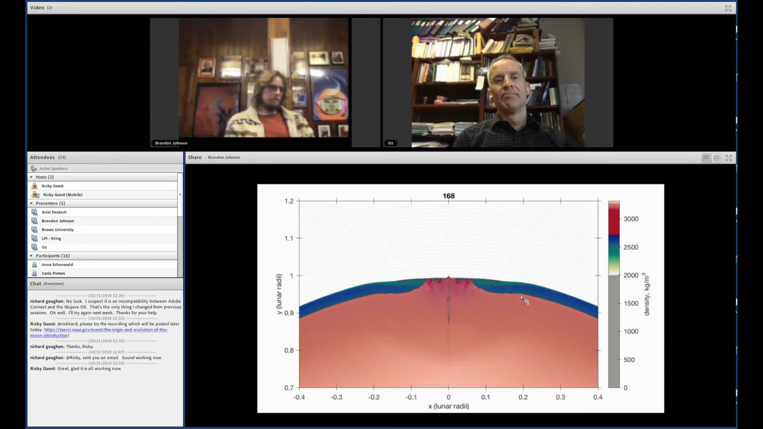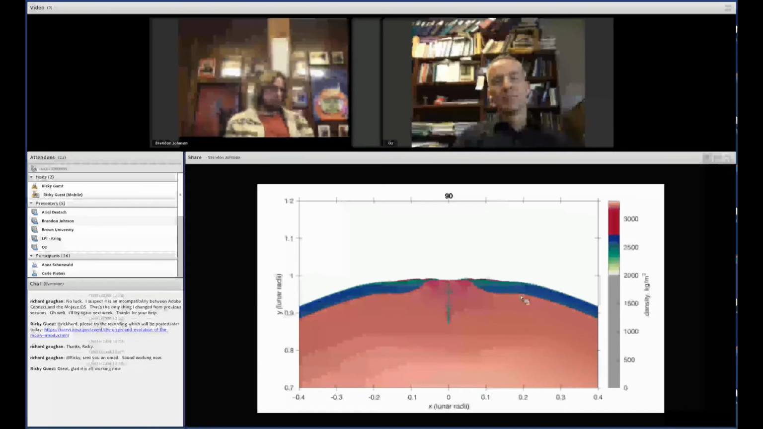Okay. Cool. So we have a couple of other general impact cratering questions. The first is whether you could touch on some of the main differences in the cratering process and the results for impact into a rocky versus icy planet. Brandon? I can take that one, sure.